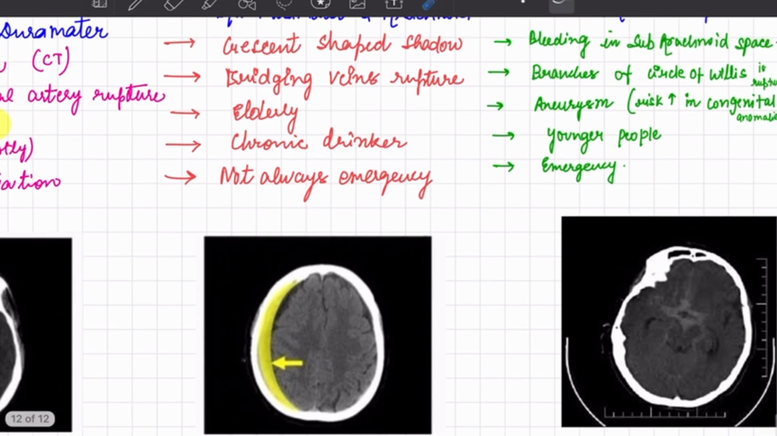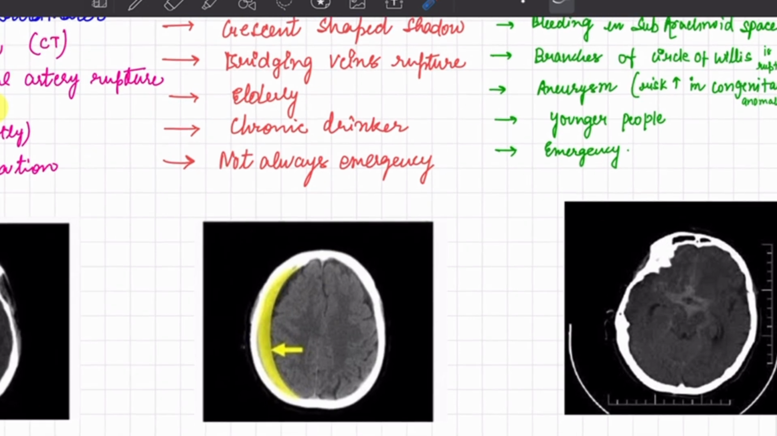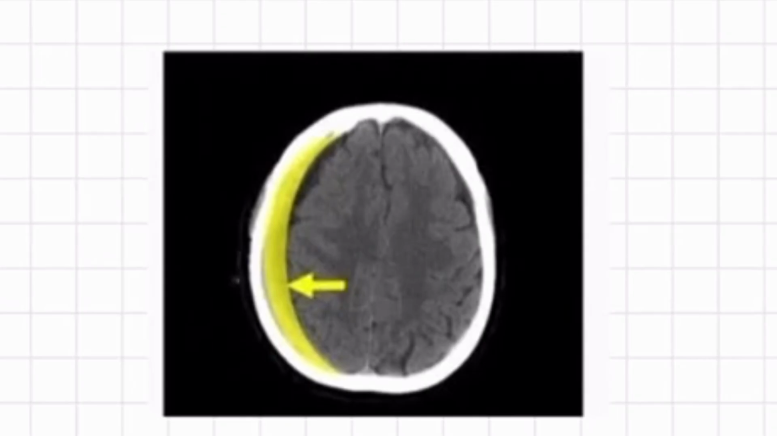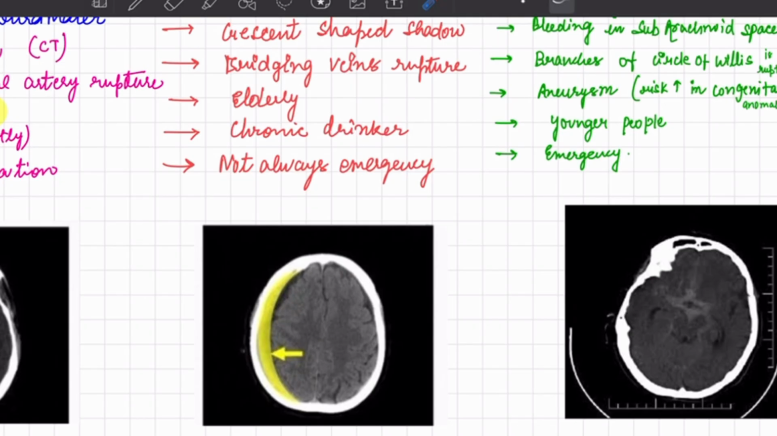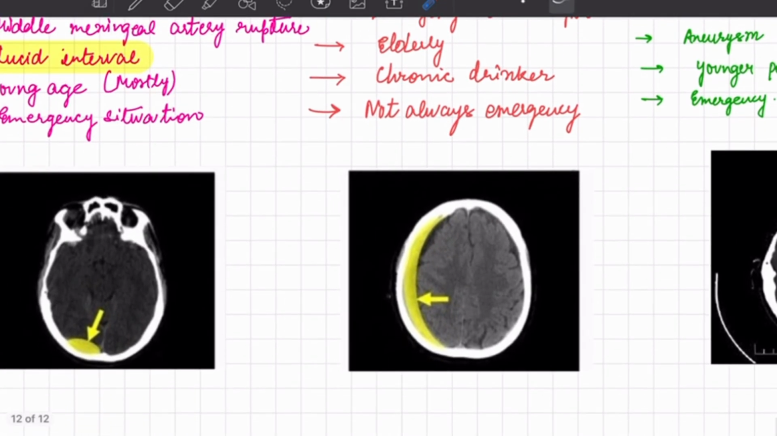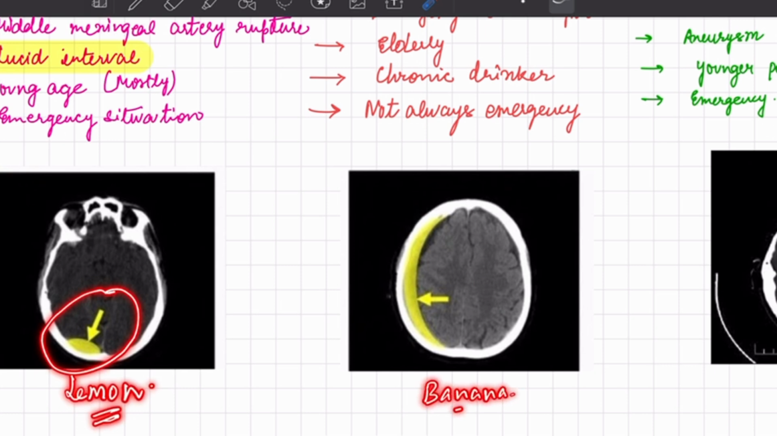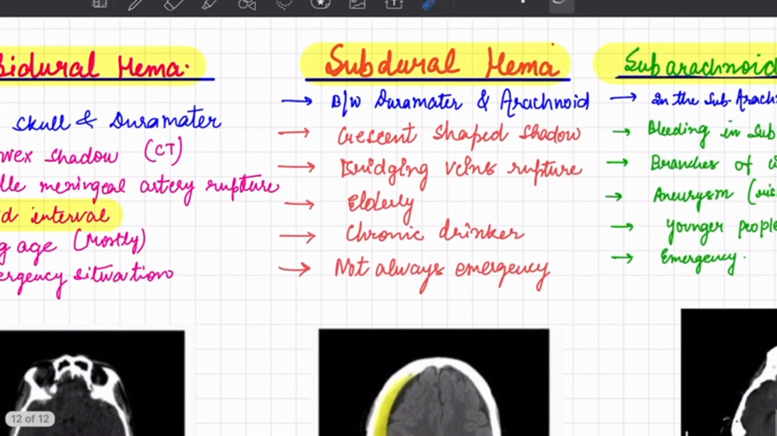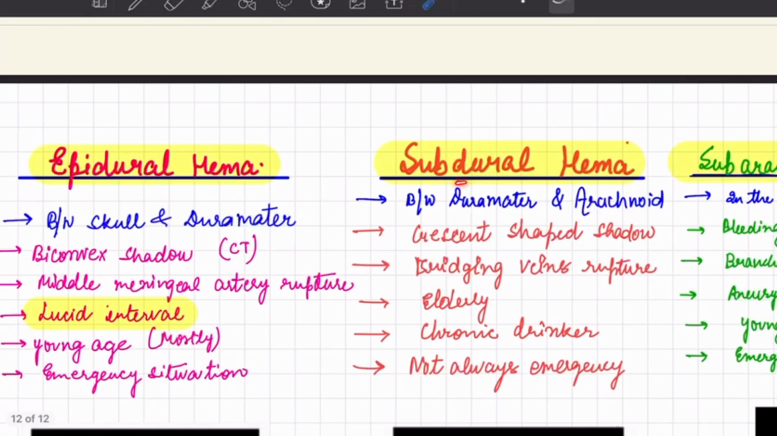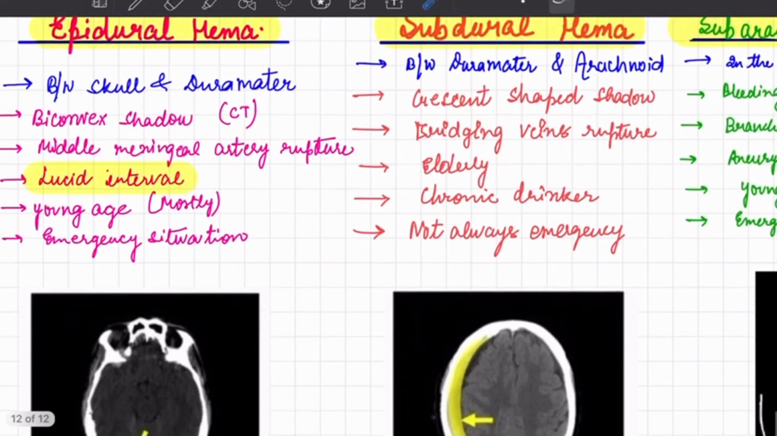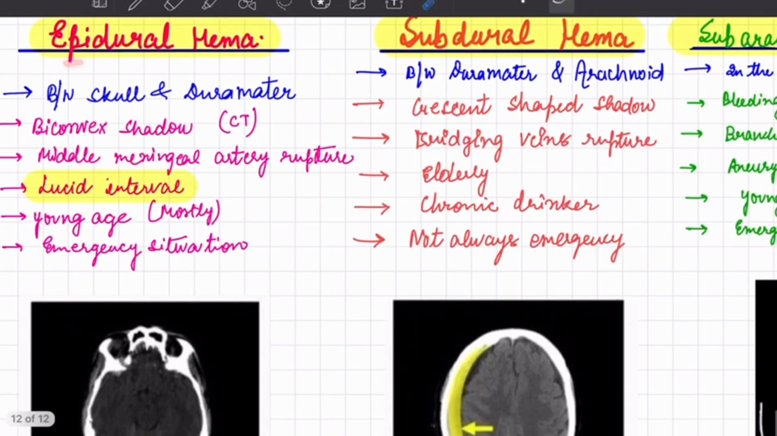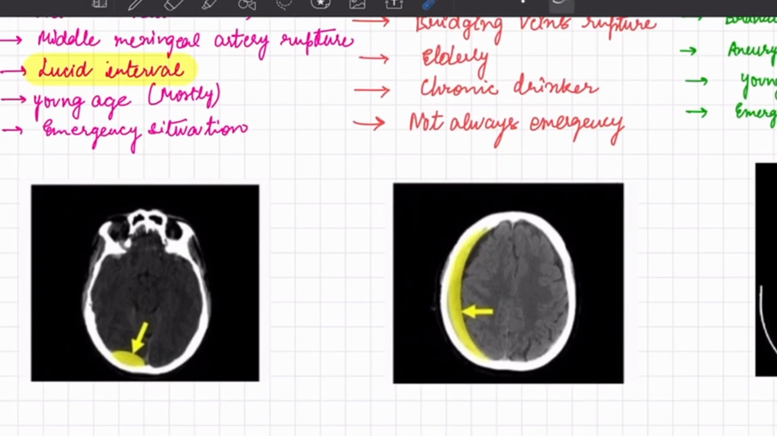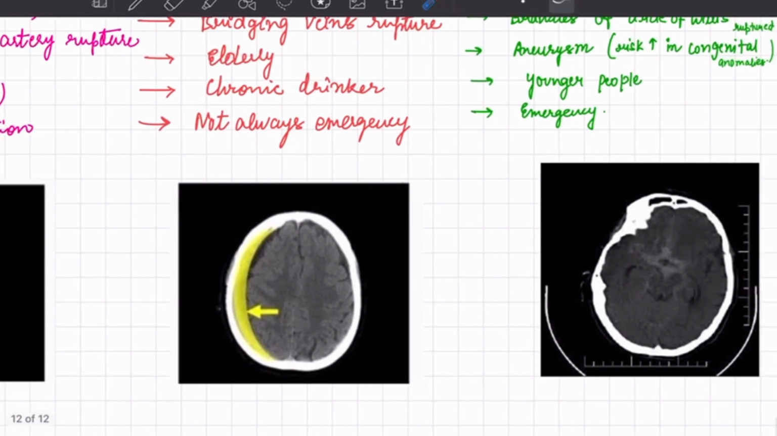Now this CT scan shows the crescent shaped shadow which you can see in subdural hematoma. This is the crescent moon shaped shadow you can easily see here, and these two are easily distinguishable from the lemon shape. The lemon shape you can see in epidural hematoma, and the banana shape is a kind of crescent, present in subdural hematoma. There is also a trick: for subdural we have B for banana, the crescent shape, and for epidural we have P, pi for lemon. So here you can remember the shape of the hematoma in the CT scan.